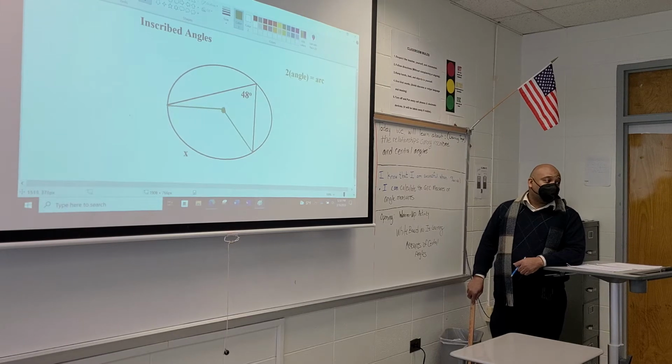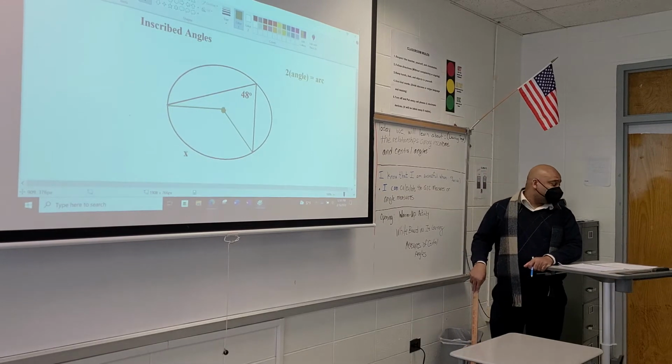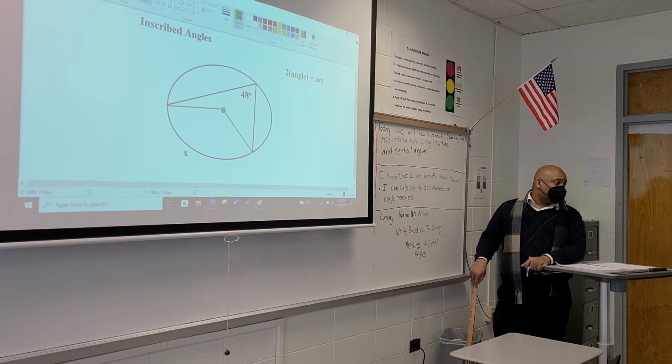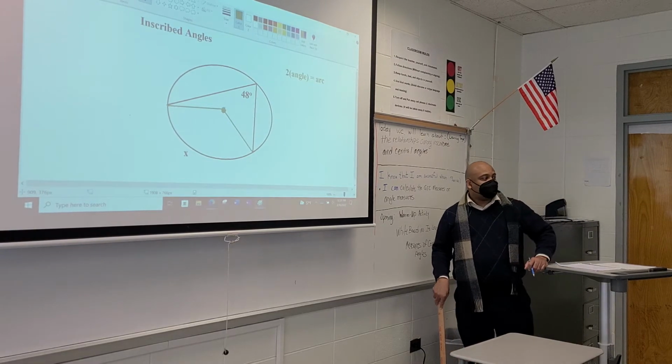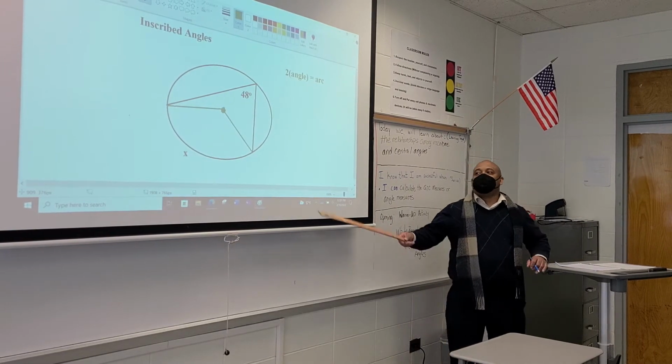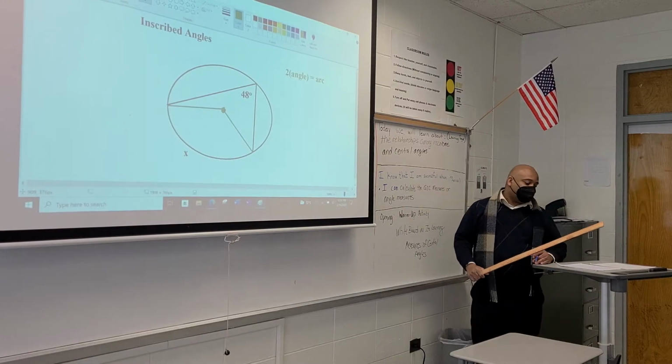What's another word for center, something that starts with the letter C? Central. Right. So this would be called what type of angle? Central angle. Right, so it's a central angle.